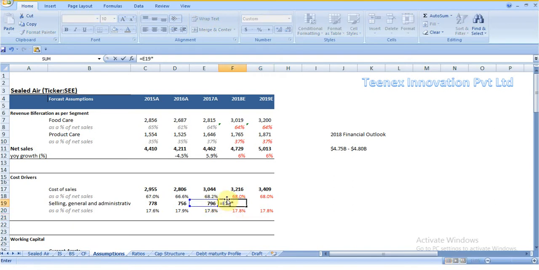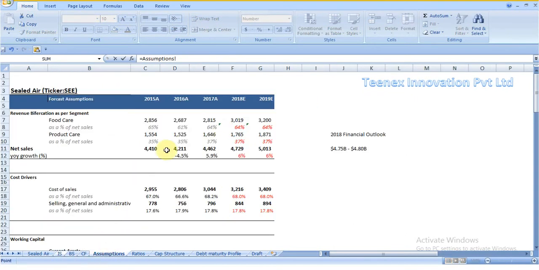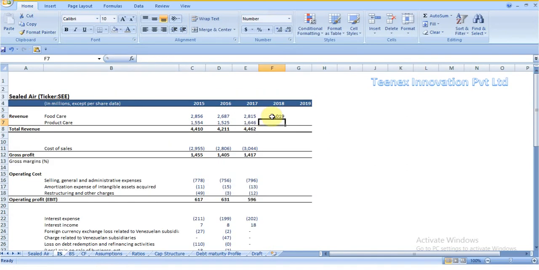So here I'll back calculate on the basis of the revenue. I'll calculate the SG&A, which is selling, general and administration expenses, and I'm going to drag it here. Now here I got my revenue and cost for the period of 2018 and 19. Now I can easily link it with my income statement because I have all the data. So I'm going to link it, which is very easy. I just linked it and I'll drag it.